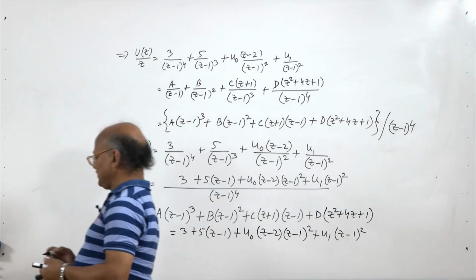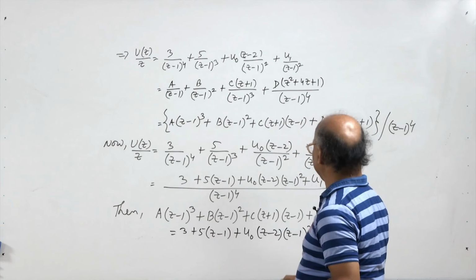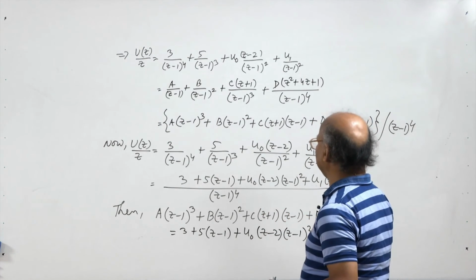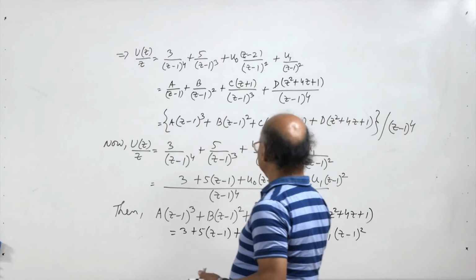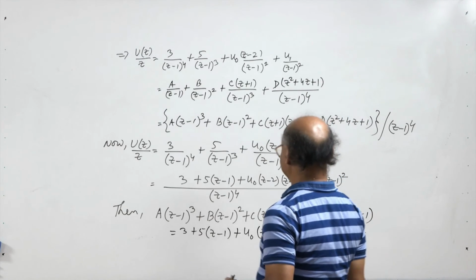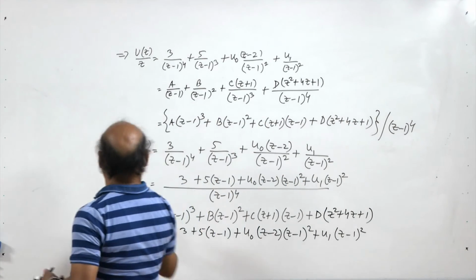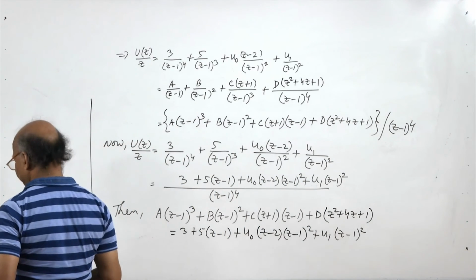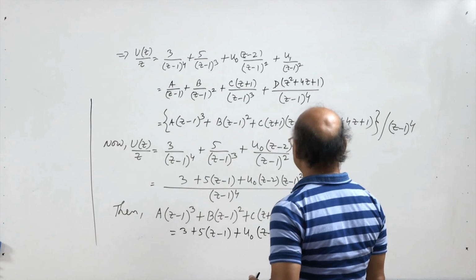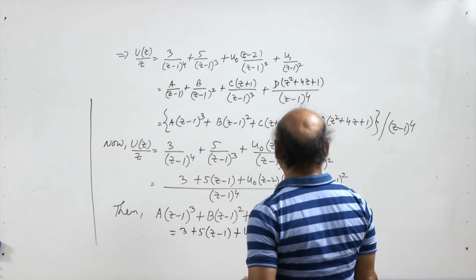u1 times z minus 1 whole square. Now, when we solve this, from the equations we shall be able to determine the values of a, b, c, d. Let us see, we can easily see that a is equal to u naught. How do we get a is equal to u naught here?